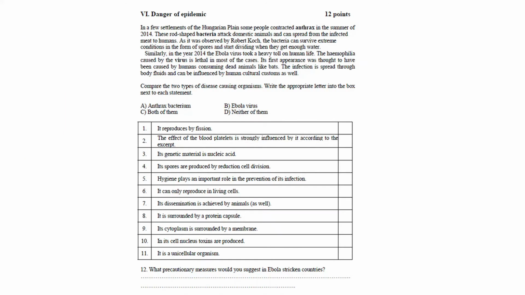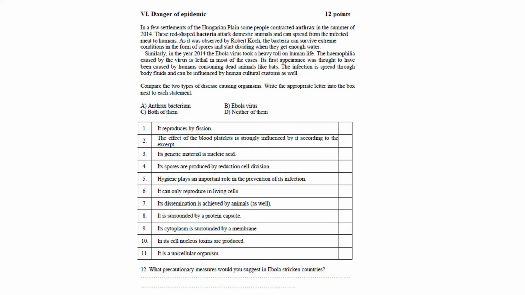Exercise 6. Danger of epidemic. In a few settlements of the Hungarian plains, some people contracted anthrax in the summer of 2014. These rod-shaped bacteria attack domestic animals and can spread from the infected meat to humans. As it was observed by Robert Koch, the bacteria can survive extreme conditions in the form of spores and start dividing when they get enough water.